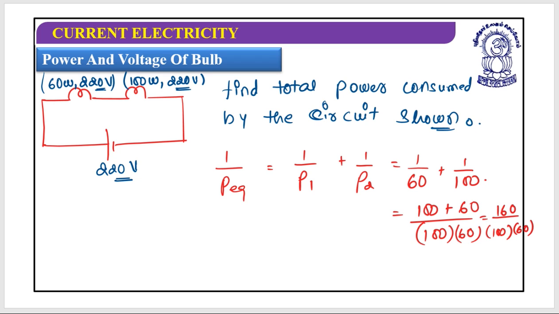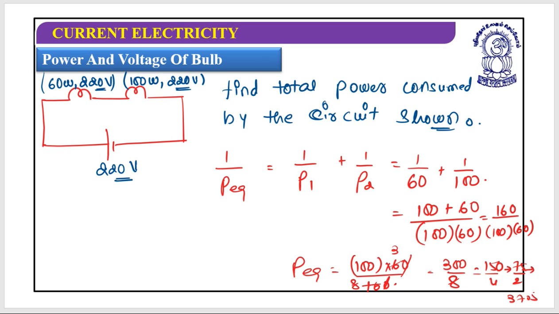This is 1 by P equivalent, and what I want is P equivalent. So that should be equal to 100 multiplied by 60 divided by 160. This 0 has gone. This is 3, this is 8. So this is 300 by 8, which could be written as 150 by 4, could be written as 75 by 2, which is 37.5 watt. I hope this is your answer too. Is it the same?